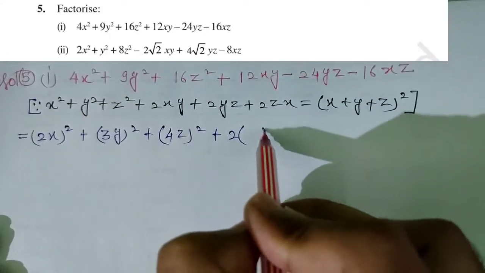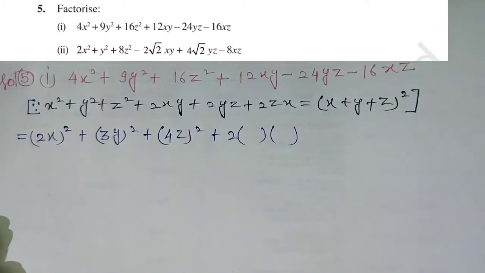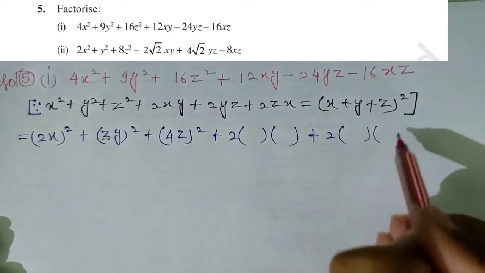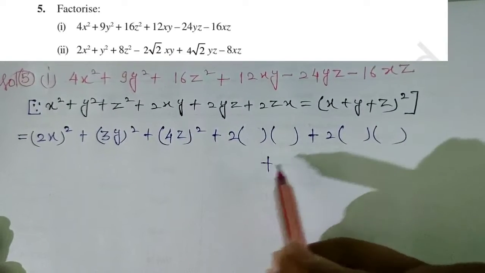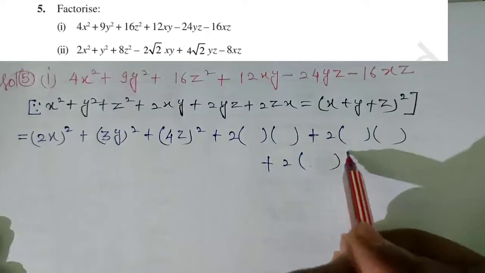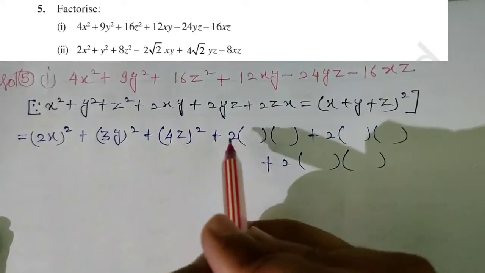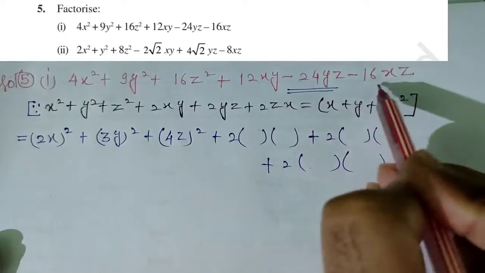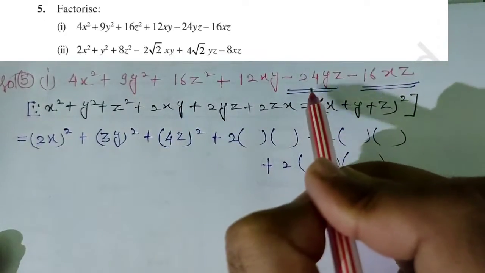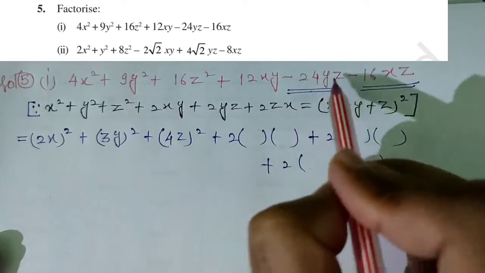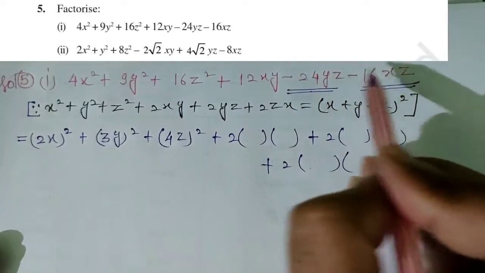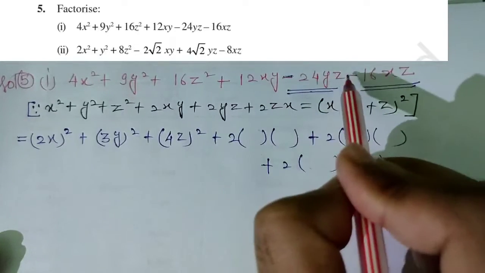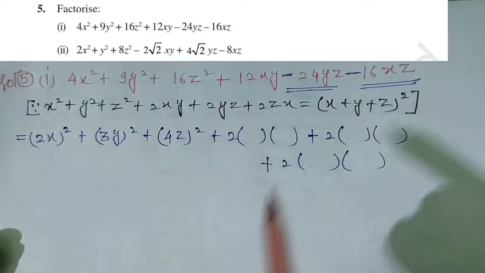and 16z square as 4z whole square, plus 2 bracket first term into second term, 2 second term into third term, plus 2 third term into first term. Now we have to analyze the question once again. Whatever terms are in this part and this part will have a negative sign, because a negative sign should come as the output.